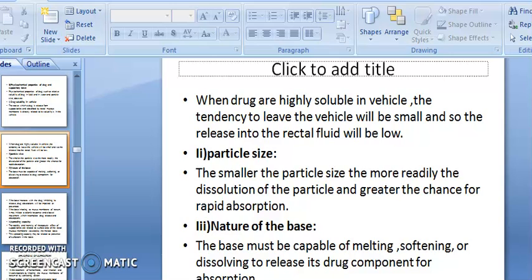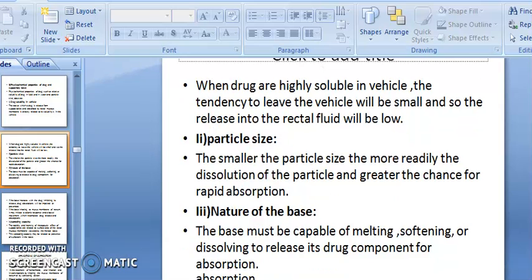Particle size. The smaller the particle size, the more readily the dissolution of the particle and the greater the chance for rapid absorption. As you know, decreasing the particle size increases the surface area, increased surface area increases the dissolution, and increased dissolution increases the absorption.